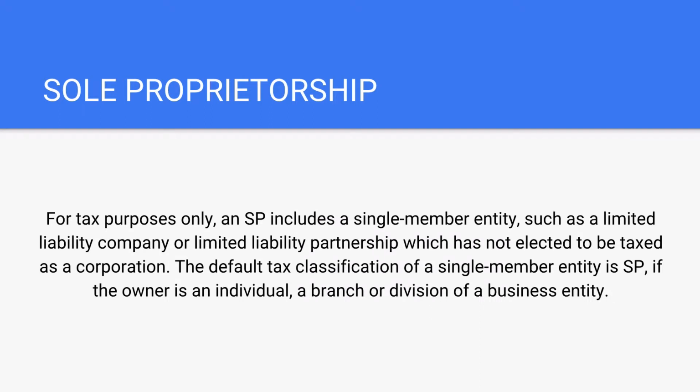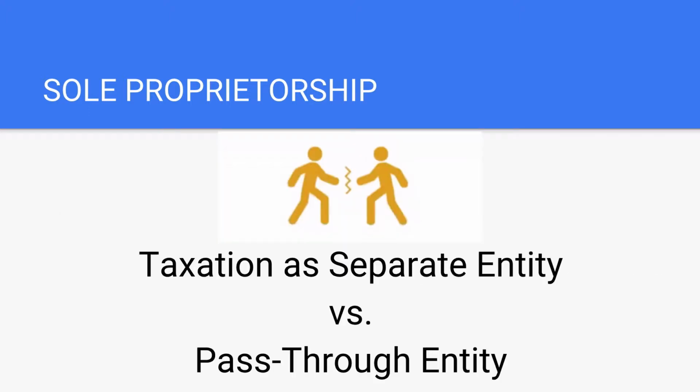And for tax purposes only, a sole proprietor includes a single member entity such as a limited liability company or a limited liability partnership, which has elected not to be taxed as a corporation. The default tax classification of a single member entity is SP if the owner is an individual or branch or division of a business entity.